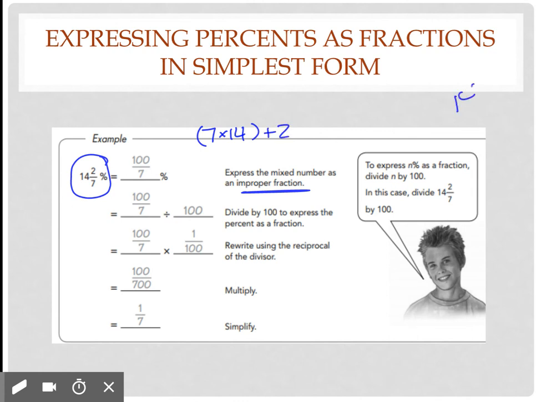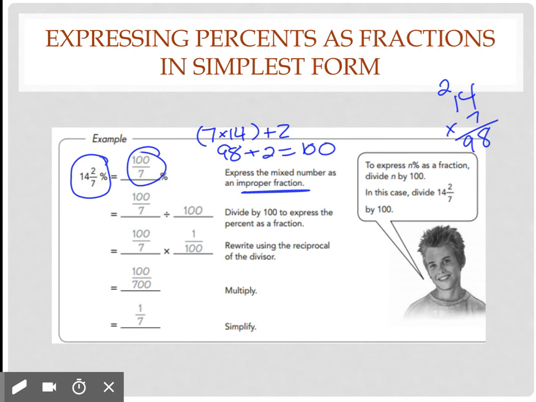So 14 times 7, I'm going to do my work over here to show it. 7 times 4 is 28. Carry my 2. 7 times 1 is 7 plus 2 is 9. So this is 98 plus 2, which equals 100. So this is how they got 100 over 7.